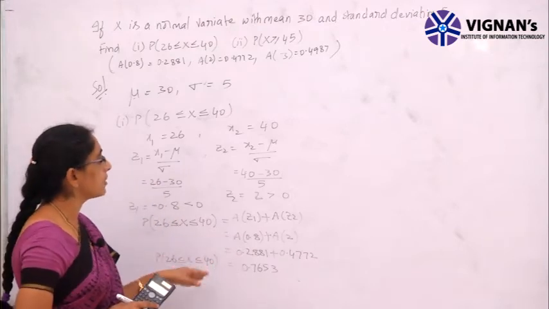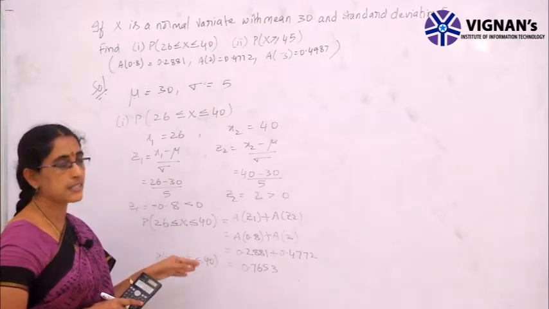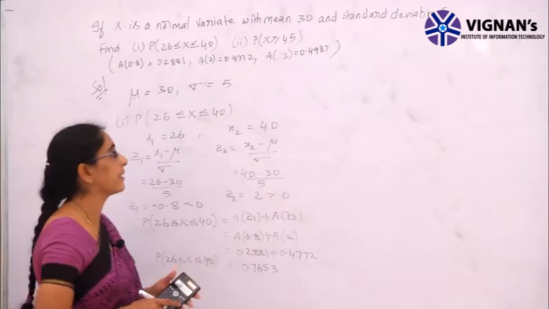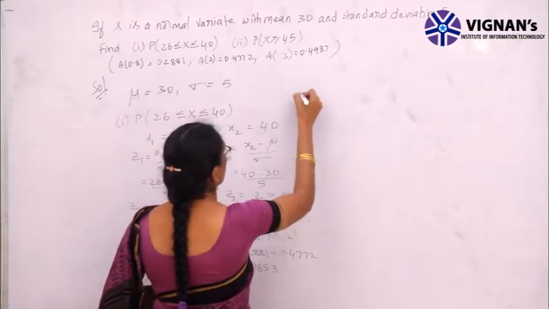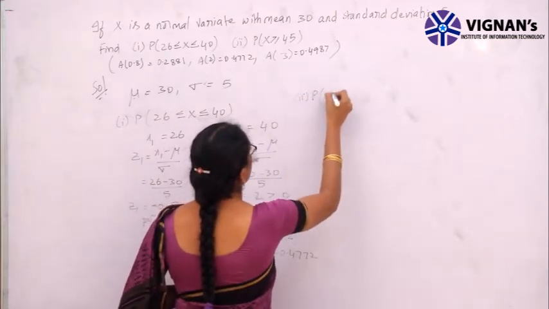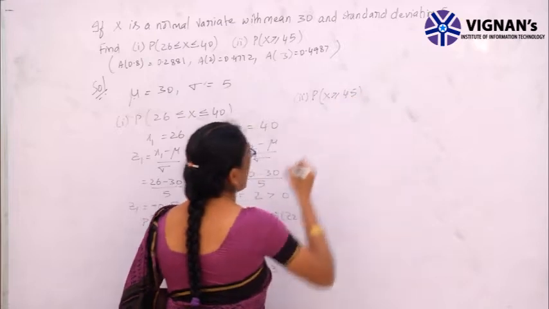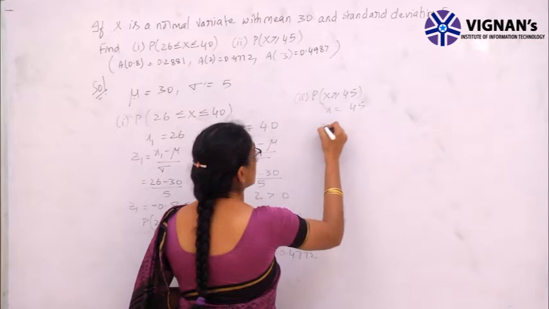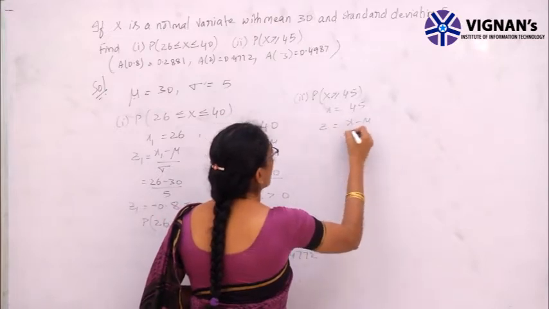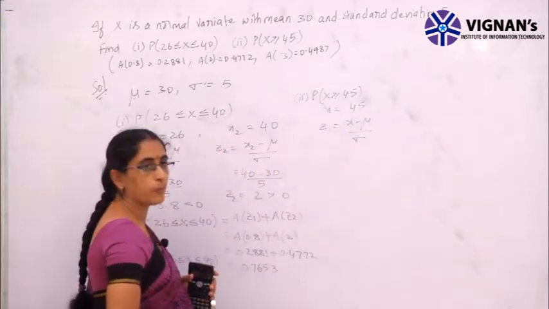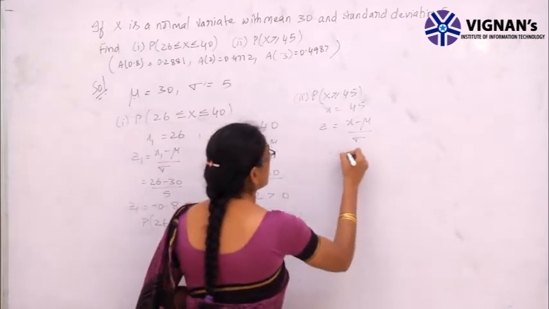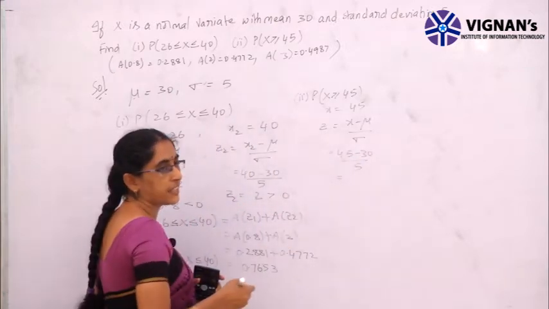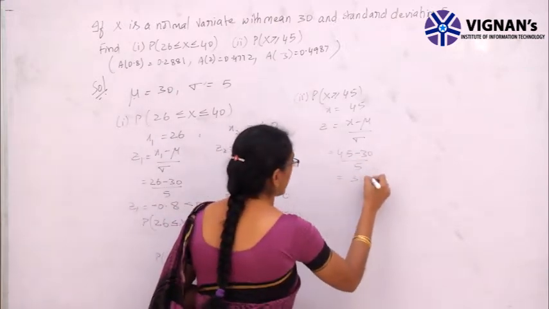Now you may get a doubt about how these values are obtained from the tables. After the completion of this bit, I will explain that again. So see the second bit here. Probability of x greater than or equal to 45 we have to find. That means here x is 45. Now substitute in the normal variate formula z equals x minus mu by sigma. That is 45 minus 30 by 5. So 45 minus 30 is 15, by 5 is 3, which is greater than 0.